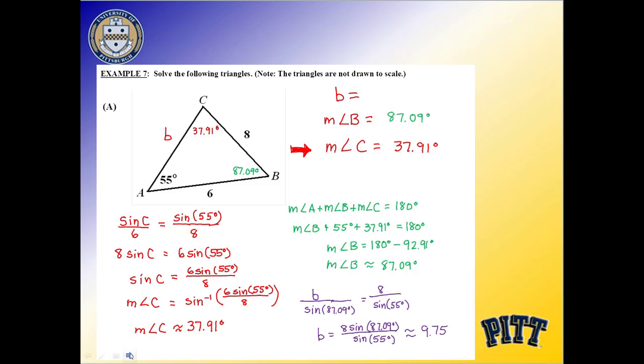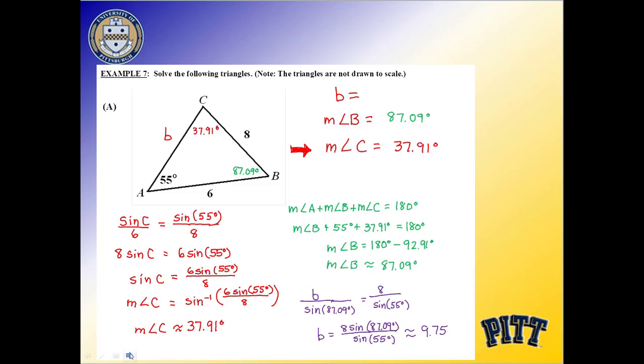And then, of course, now what I could do is use the law of sines again. Notice I'm doing it in more of a reciprocal way. In order to save a step or so, I usually put whatever variable I'm solving for, if I'm using the law of sines, on top. So since I'm solving for sides, I put the sides on top and the sine of the angles on the bottom. So side B over the sine of 87.09 degrees should equal 8 over the sine of 55 degrees. And then when I multiply both sides by the sine of 87.09 degrees, and that is a number, I'm going to get about 9.75.